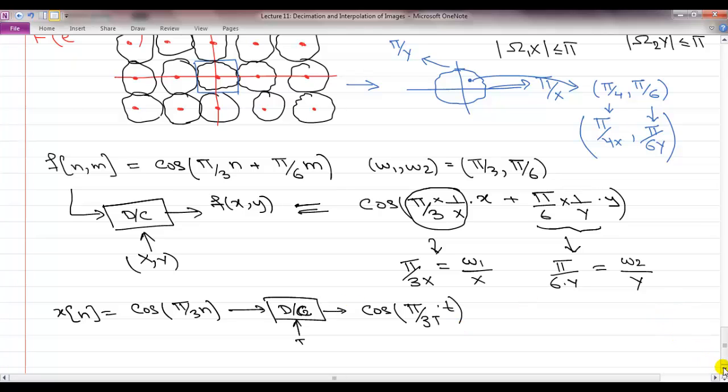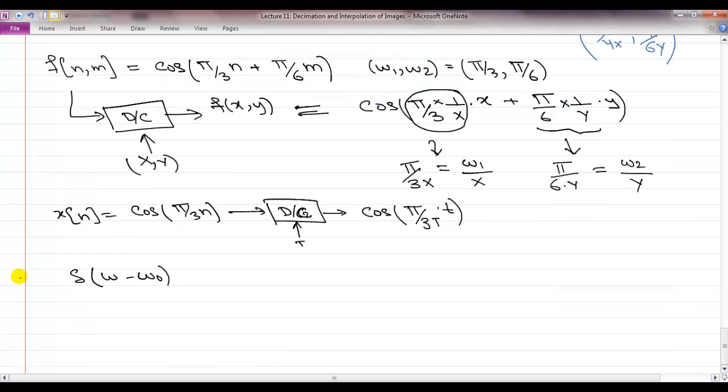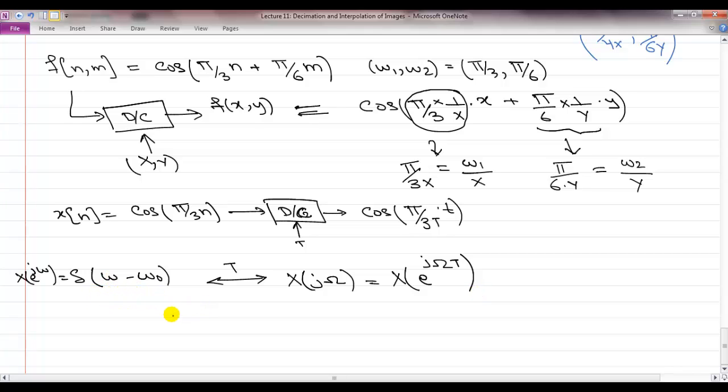The reason for that: this is my, let's say, X of e to the j omega. And because of the discrete to continuous conversion, I want to get X of j omega, which is given by X of e to the j, let's say there is a time period T associated with it, so that is capital omega T. So let's look at what this means in terms of this relationship.